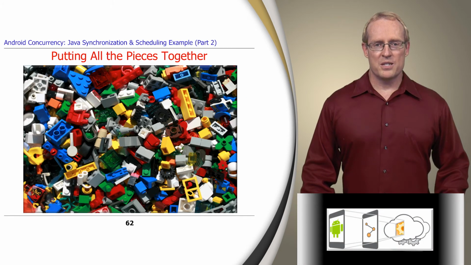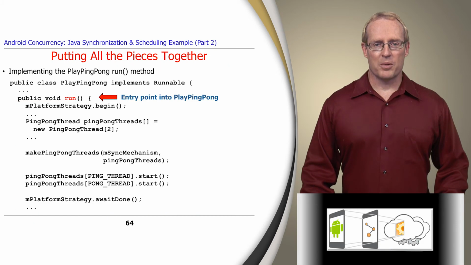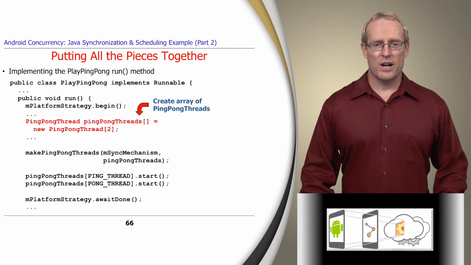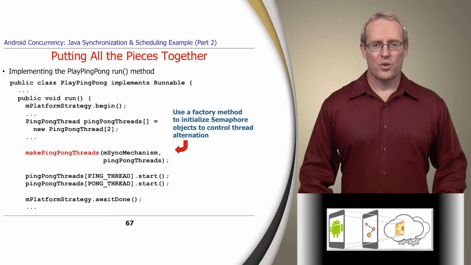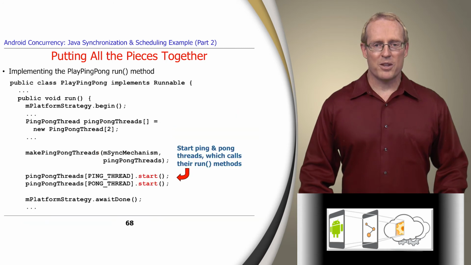Now that we've examined the pieces of the ping-pong program, we'll show how they all fit together. The run hook method of the PlayPingPong class is the entry point into the ping-pong algorithm. It executes in a separate thread and informs the platform strategy that a new game is beginning. It then creates an array of PingPongThread objects that are initialized by makePingPongThreads, which uses the factory method pattern described earlier to configure either Java semaphores or Java condition objects to control how the threads alternate printing ping and pong. After this factory method returns, the ping and pong threads are started, which causes the Java virtual machine to execute their run template methods.